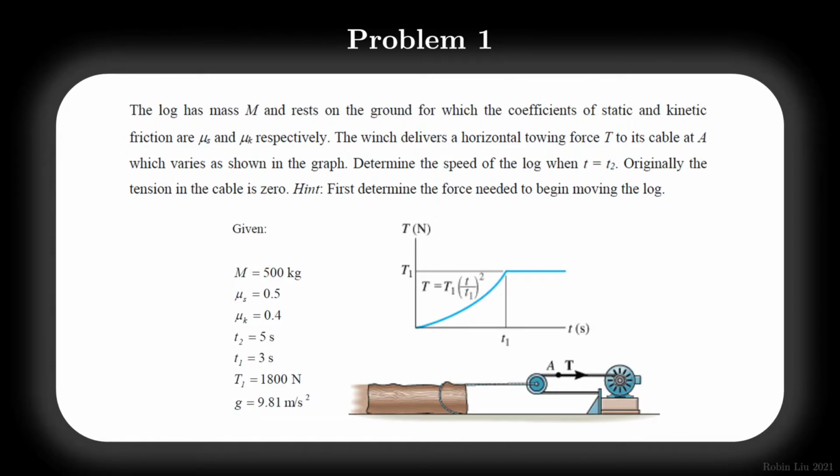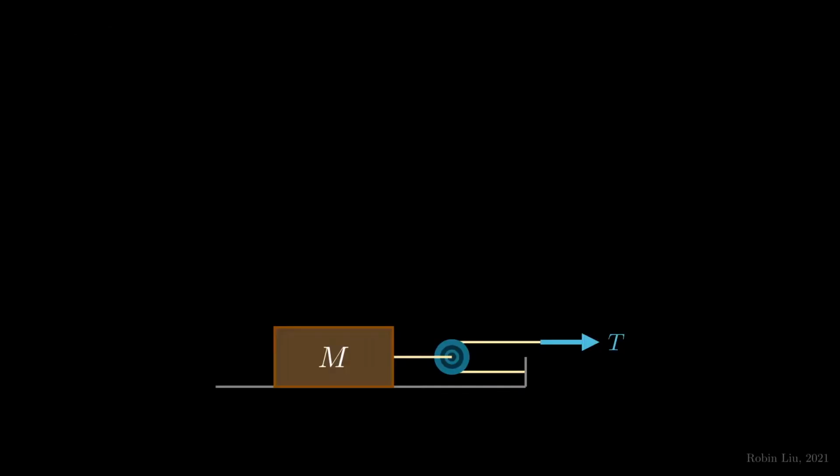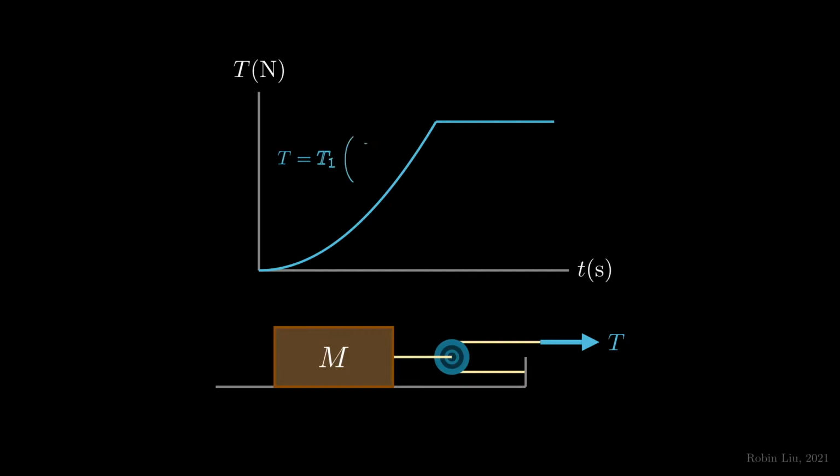Originally, the tension in the cable is 0. As a hint, we need to first determine the force needed to begin moving the log. In this problem, we're dealing with a force profile that doesn't stay constant. We also have to deal with static friction instead of the more simple kinetic friction.